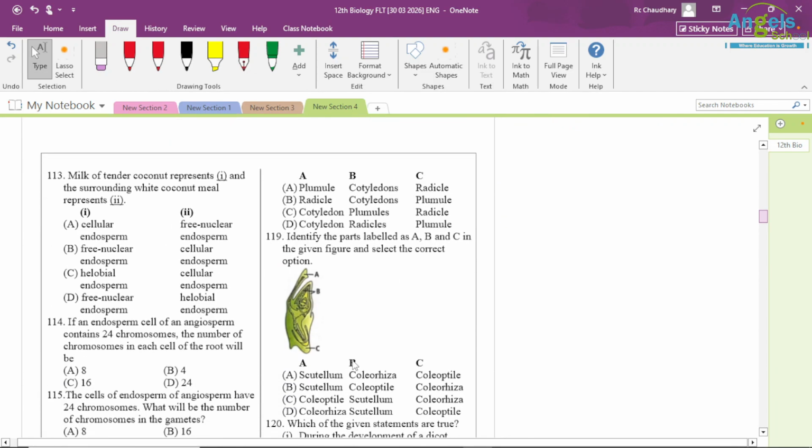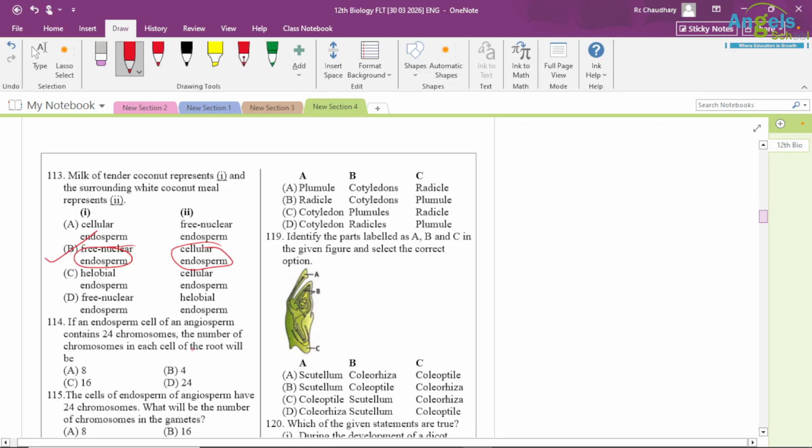Question number 113. Milk of tender coconut represents free nuclear endosperm, and the surrounding white coconut meal represents cellular endosperm. Okay, so B option is correct here.